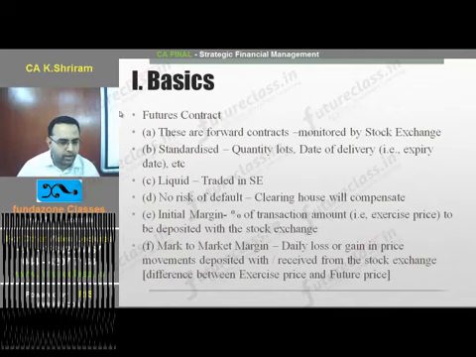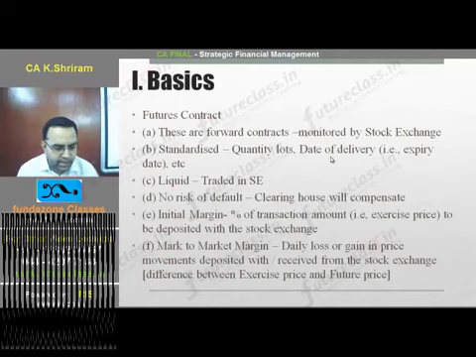A future contract is monitored by the stock market. There are quantity lots. You have to buy in lots, say 500 shares or multiples of 1000. And there is an expiry date, exercise date, which is fixed by the stock market. I told you that the last Thursday of every month is going to be the expiry date. The moment we say I want to buy March 2018 futures, it means March 2018, last Thursday. All the futures expire on the same day.